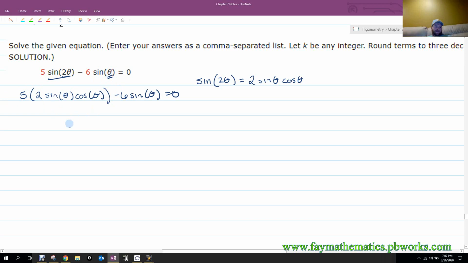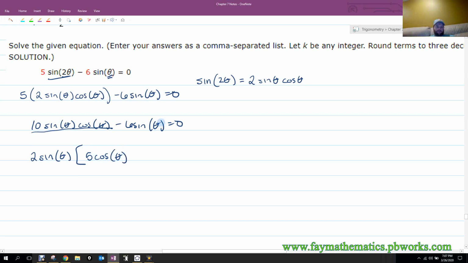If I distribute the 5, it gives me 10 sine theta cosine theta minus 6 sine theta equals 0. The reason this one works this way is because now we have two terms here, and there's a GCF of 2 sine theta that we can bring out. I'm going to divide this by 2 sine theta. It gives me 5 cosine theta. I'm going to divide this by 2 sine theta. It gives me negative 3.